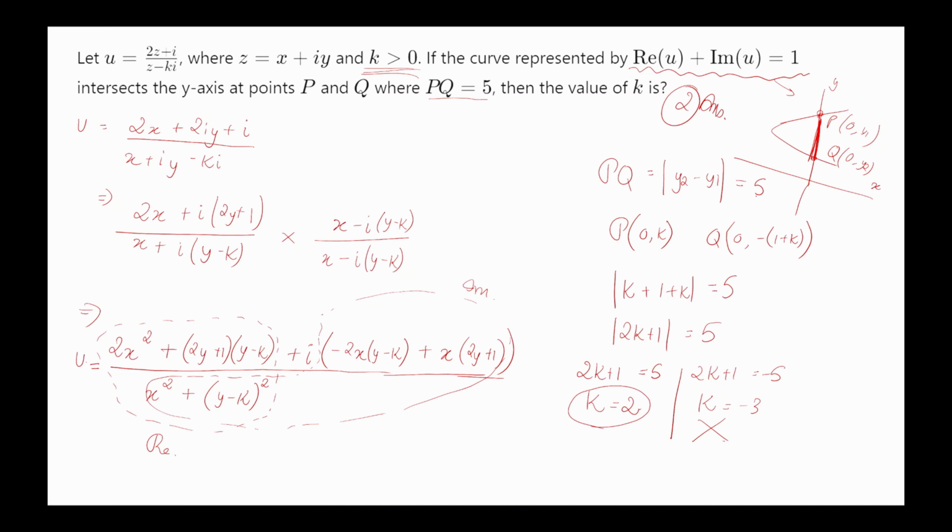So I hope now the entire thing would have been pretty clear to you as to how we generally solve questions. Whenever we have an iota in our denominator, we simply multiply it with its conjugate to remove the iota from the denominator and then segregate our real part and our imaginary part.